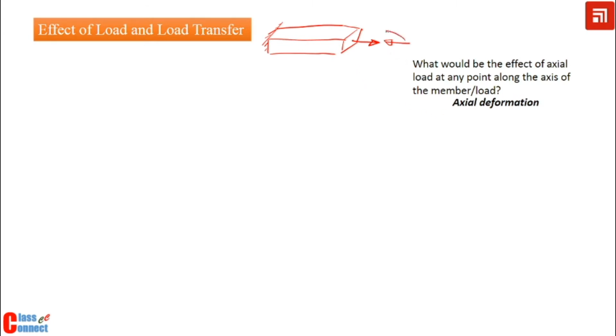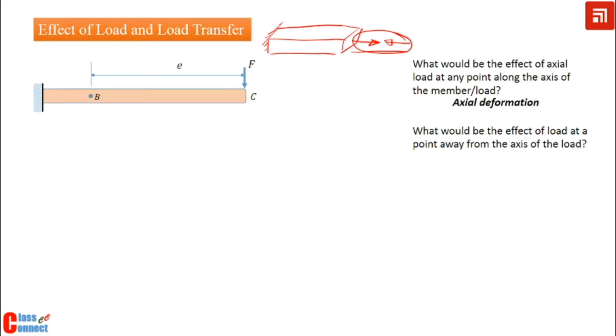When we do not have axial load, then this type of load is called eccentric load. So in such a case, what would be the effect of load if the load is not axial? Let us analyze this with this particular situation, where we have this cantilever beam and a load F is acting, and we are interested in finding out the effect of load at point B. So for point B, this load F is eccentric. If we want to find out the effect of this load along its line of action, then it is not an eccentric load.